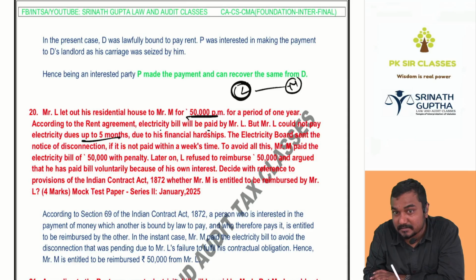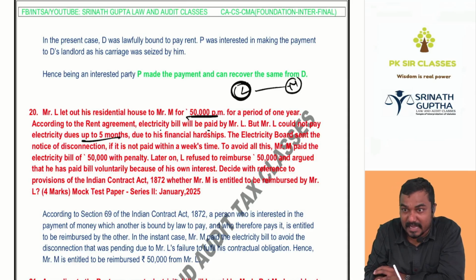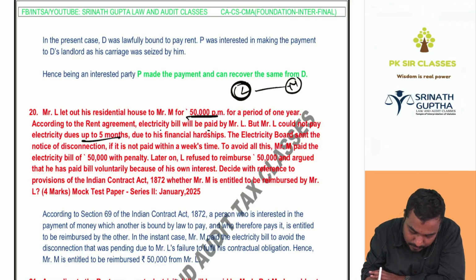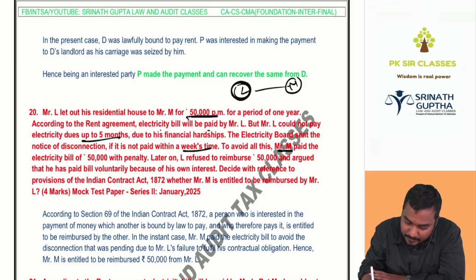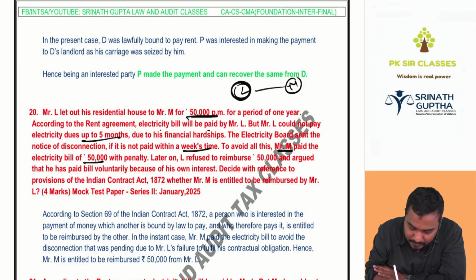Ganga Sahel versus Abid Hussain. I said, no, this question came so many times. L could not pay the electricity bill for the last 5 months due to his financial hardships. The electricity board sent a notice of disconnection if it is not paid within a week's time. To avoid all this, Mr. M, the tenant, paid the electricity bill of 50k with penalty.